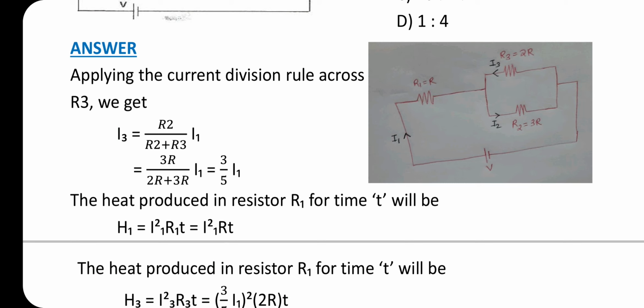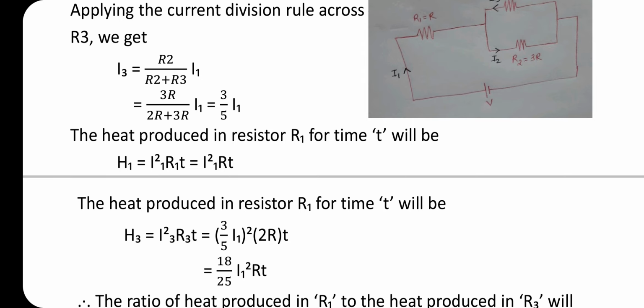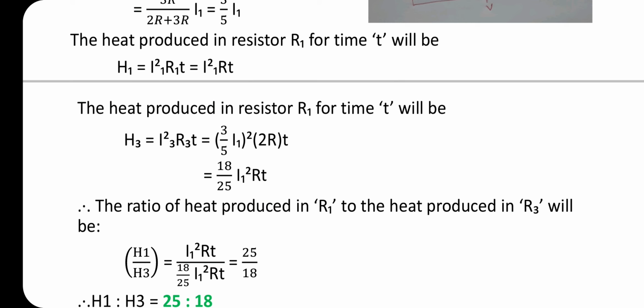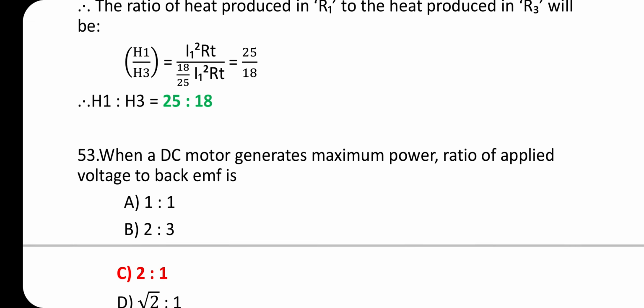The heat produced in the resistor R3 for the time T will be H3 equal to I3 square R3 T. Substituting the values of I3, 3 by 5 I1 whole square into 2 R T, we get 18 by 25 into I1 square RT. The ratio of heat produced in R1 to the heat produced in R3 will be H1 by H3 equal to I1 square RT divided by 18 by 25 into I1 square RT. We get it as 25 by 18. Therefore, H1 is to H3 equal to 25 is to 18.